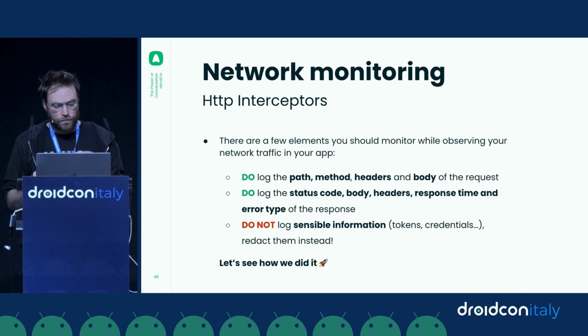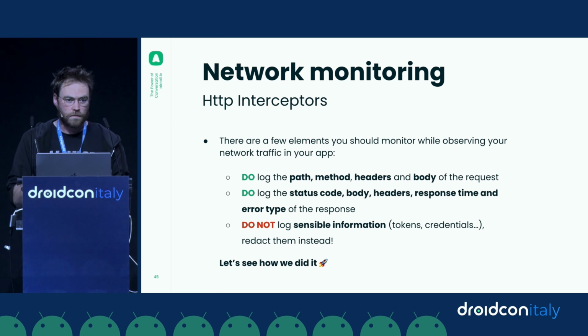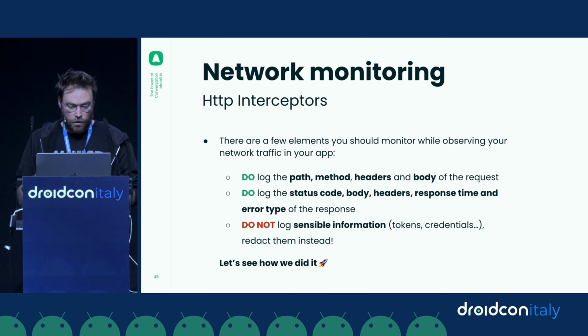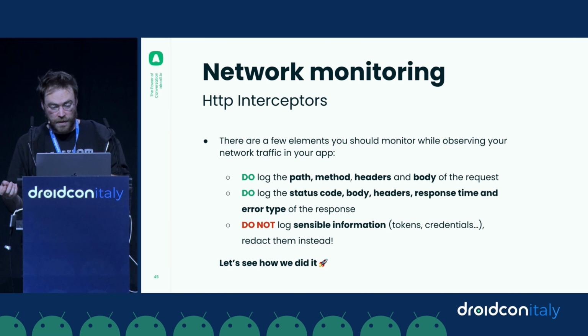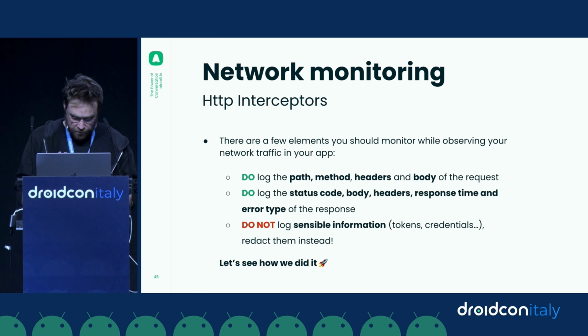So a few rules: do log the path, the method, whether it's a POST, a GET, or whatever. A few headers, the body of the request, obviously. If there is a failure in the data inside the body, you need to know what was the point of failure. Log the status code, the body, header, response type, error type of the response. We need to make sure that, okay, if it's a 200 and there is a failure inside the body, we need to check what is happening inside it.